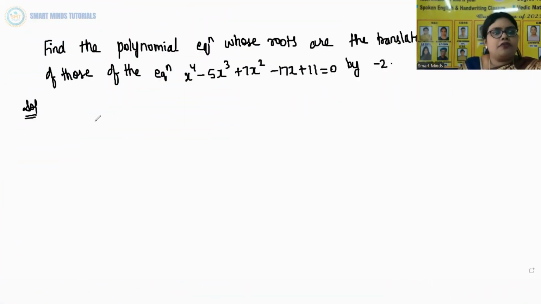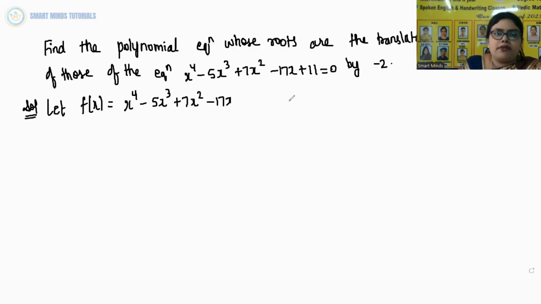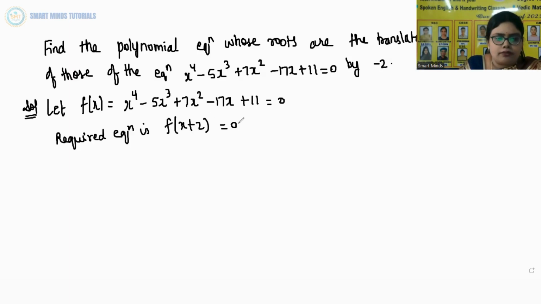So take this question. Find the polynomial equation whose roots are the translates of those of the equation by -2. So first we will write, let f of x be the given equation: x power 4 minus 5x cube plus 7x square minus 17x plus 11 is equal to 0. Now here they are asking translates by -2, which means what is the required equation? Required equation is f of x plus 2 is equal to 0.